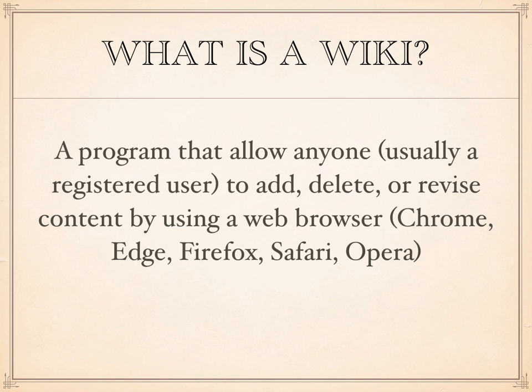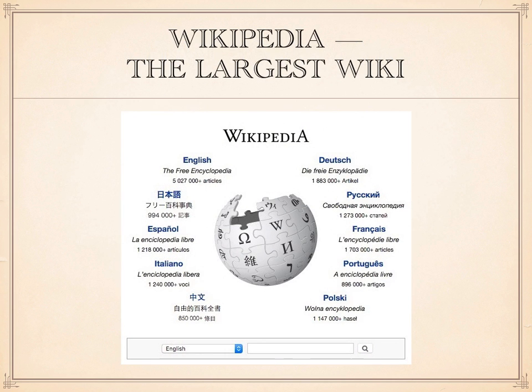It's kind of a complex set of legal principles and all sorts of other things that create this type of program online. Of course, the largest of the wikis is Wikipedia. At the time this slide was made, there were just over 5 million articles in English and hundreds of thousands and millions of articles in other languages.